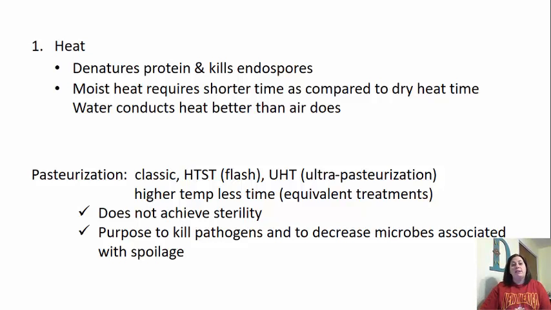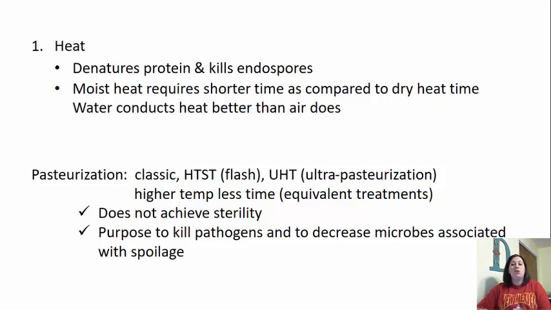When we look at pasteurization, there's classic types of pasteurization. However, there's some more advanced types now that don't take as long. One is called the HTST or flash type of pasteurization. This is known as high temperature short time pasteurization. This decreases the bacteria, but it does so if you will immediately refrigerate afterwards.